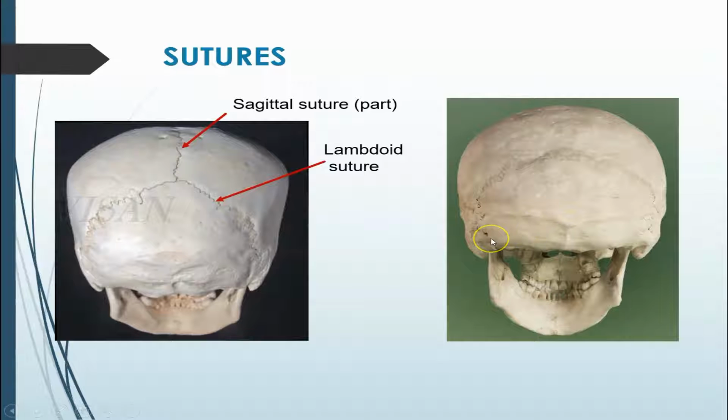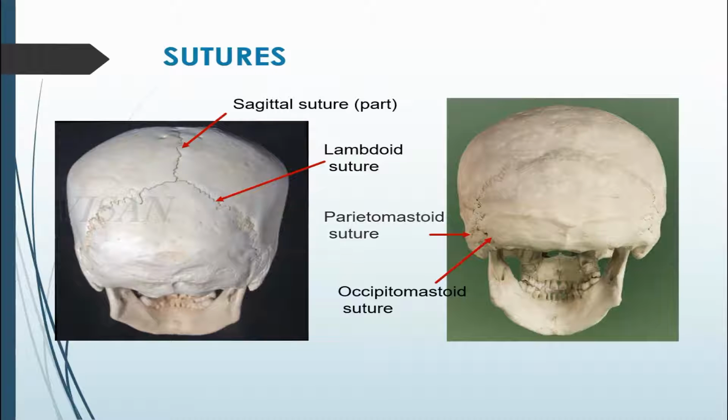And still more laterally, we can see a suture between the occipital bone and the mastoid process, called the occipito-mastoid suture. And between the parietal bone and the mastoid process, we can see another suture called the parieto-mastoid suture. So four sutures we can see: sagittal suture, lambdoid suture, occipito-mastoid suture and parieto-mastoid suture.